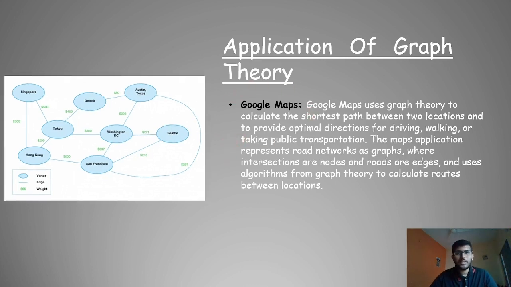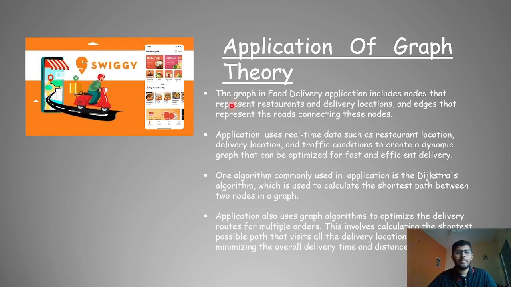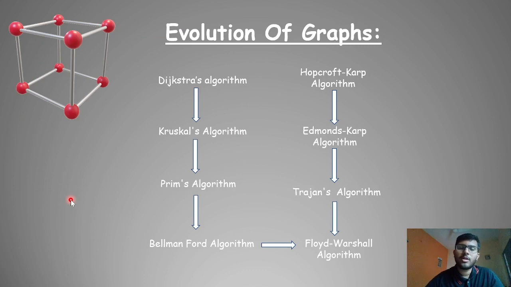The second application is in food delivery apps. As we all know, in food delivery apps like Zomato, Swiggy, etc., we consider one of the nodes as the restaurant, the other node is our home, and the road as the distance. Here the algorithm to be followed is again Dijkstra's algorithm because we are not considering negative values or negative weighted edges. Let us look into some of the other graph theory algorithms.